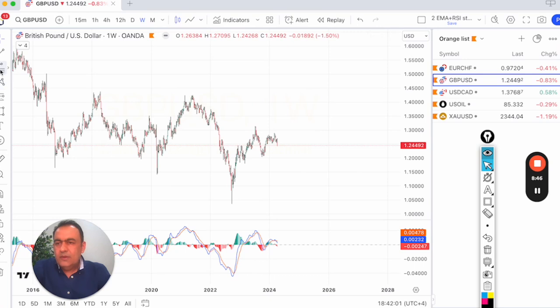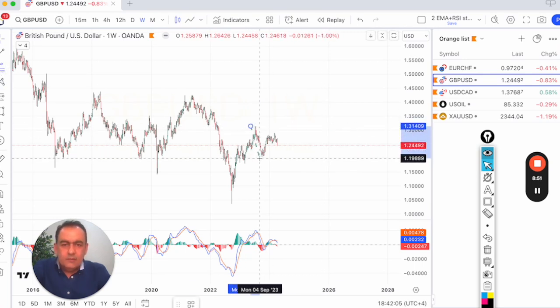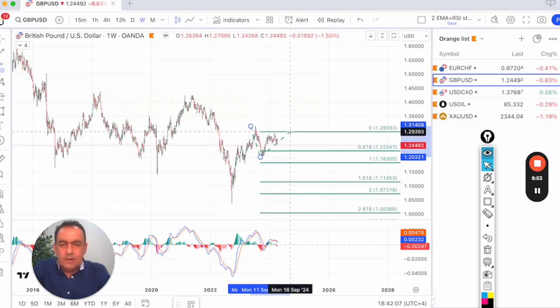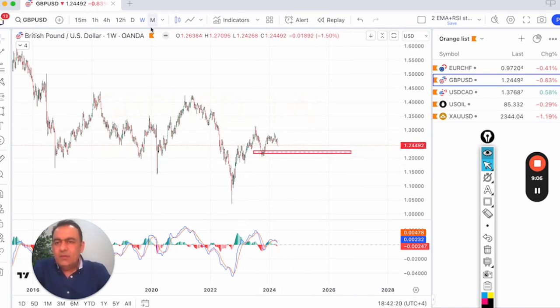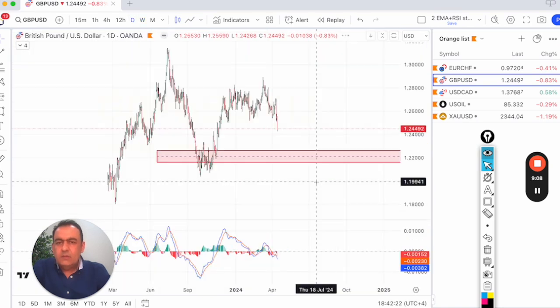So we can easily mark fib extension in the downward direction to understand the downward targets for pound dollar. So I'm going to pick fib extension. I'll start from this high, connect to the first low formed, and now I'll connect to the lower high. So the first target is fib extension 0.618, and I've marked our target with a red box here.